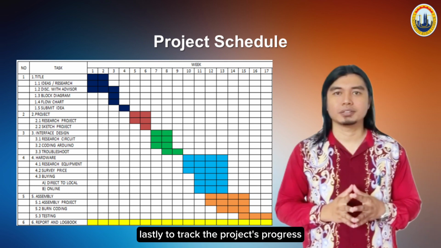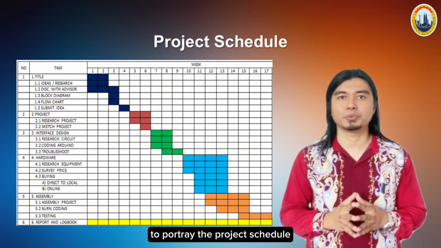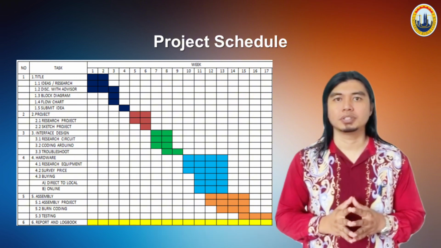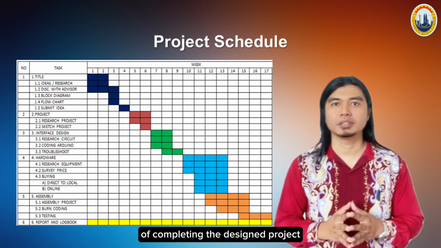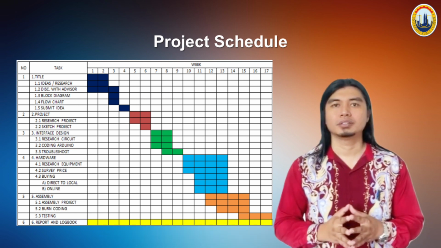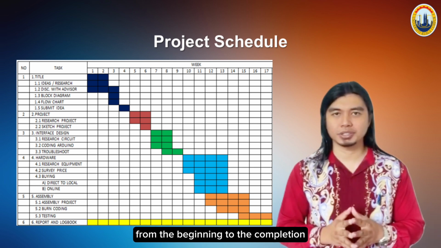Lastly, to track the project's progress, the Gantt chart has been used to portray the project schedule. The following Gantt chart shows the overall process of completing the design project. This project takes 17 weeks from the beginning to the completion.